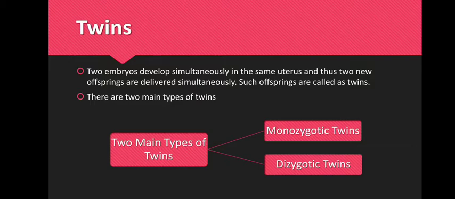So there will be two embryos and thus two new offsprings are delivered simultaneously. Such offsprings are called twins. There are two main types of twins, that is monozygotic twins and dizygotic twins, right?